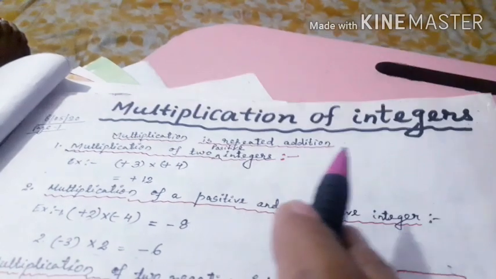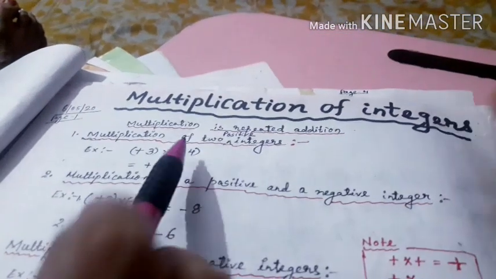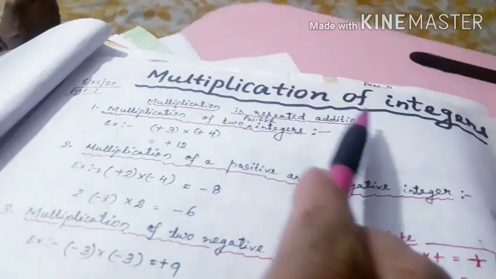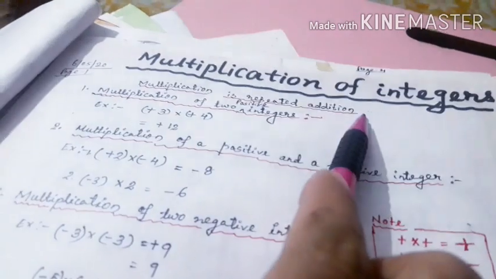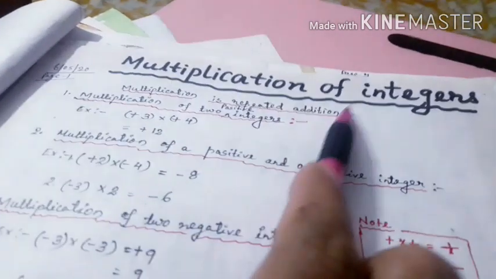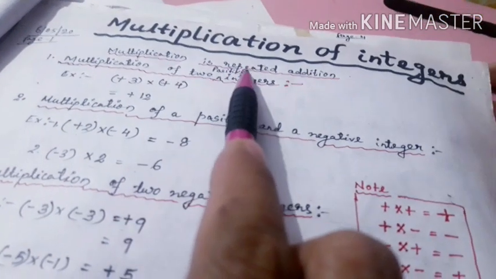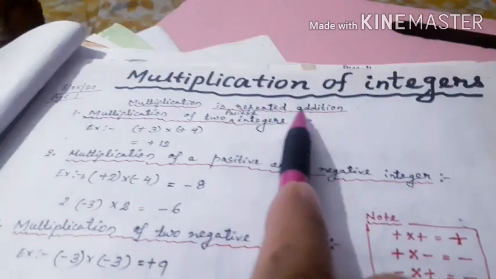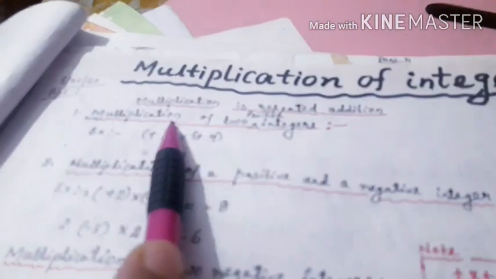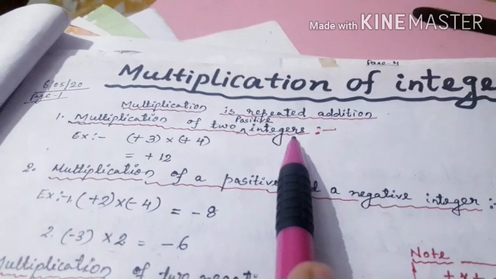In earlier classes we have discussed the addition of integers, then the subtraction of integers. Now today I am going to discuss the multiplication of integers. You all know multiplication is repeated addition. Okay, first, multiplication of two positive integers.